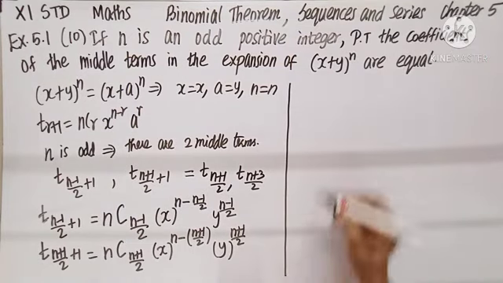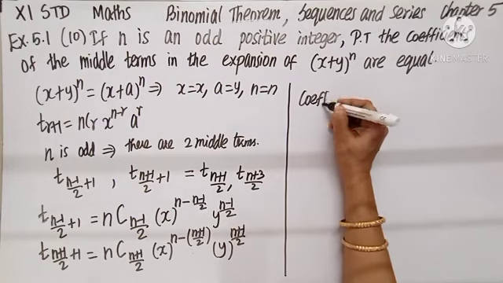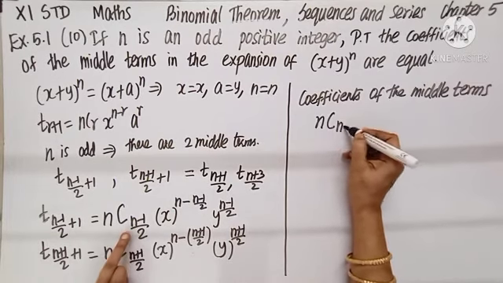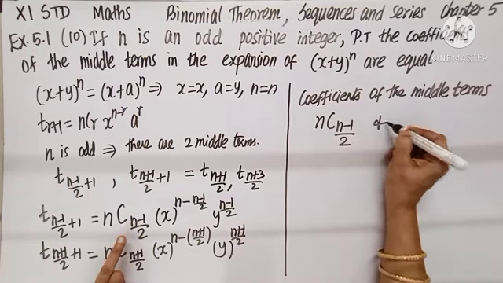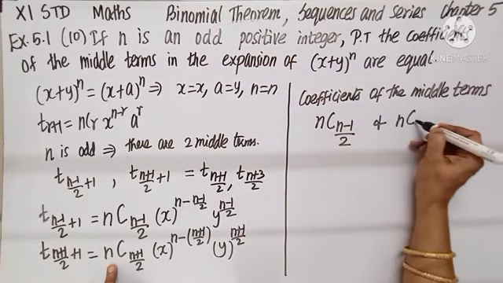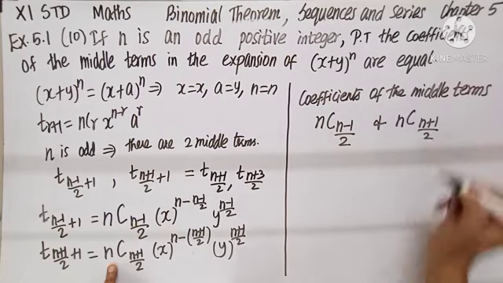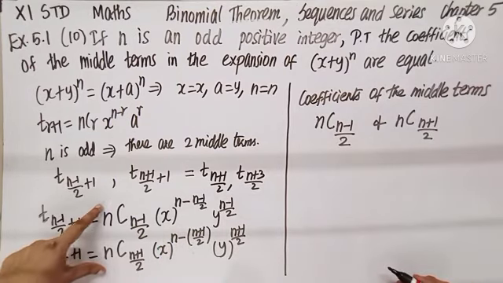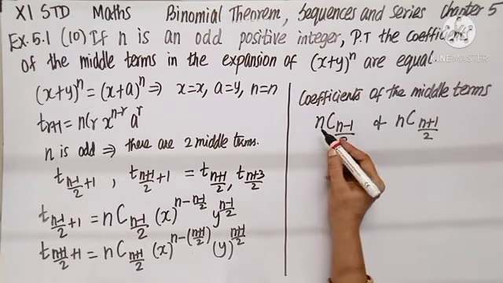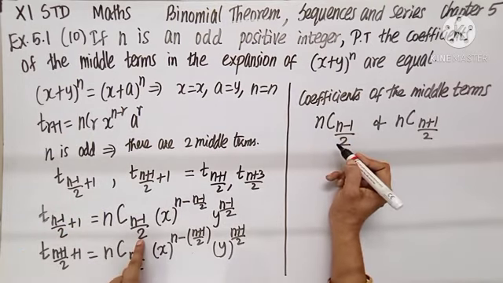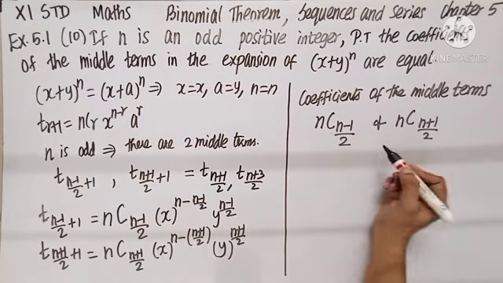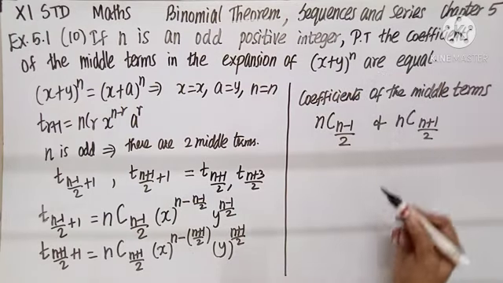As I write down the coefficients, I have n C (n minus 1 by 2) and n C (n plus 1 by 2). x, y are the variables. I have only the coefficients. That is n C (n minus 1 by 2), n C (n plus 1 by 2). My question is whether they are equal.